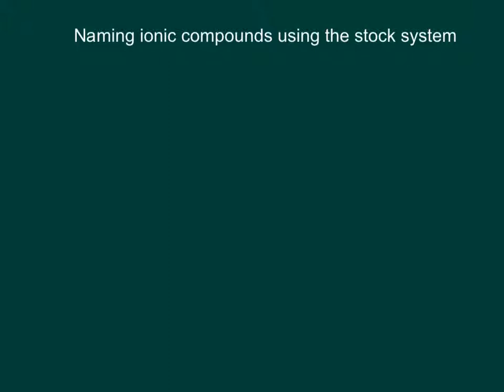Now we're going to go the other direction. You're going to have a formula, and you're going to have to name it, and you're going to have to see if you need to use a Roman numeral or not. For example, let's look at FeCl2. So I write the word for Fe, and that would be iron. And then I look on the periodic table, and I notice that iron has 2 choices. It could be a 2 or it could be a 3.